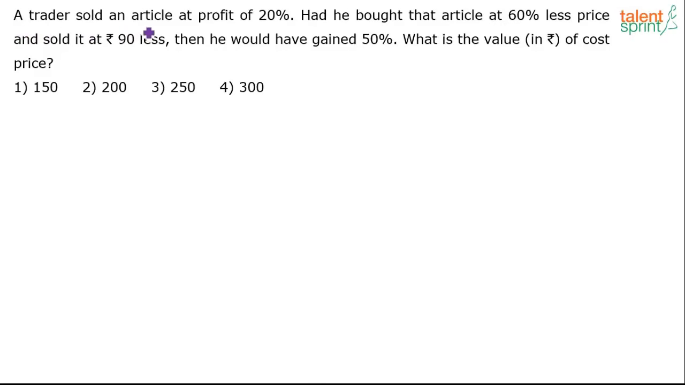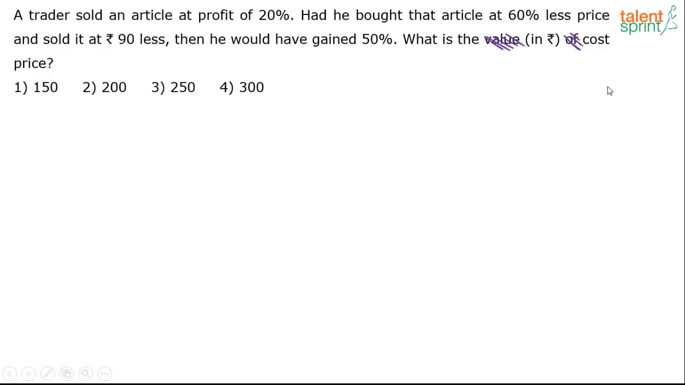A trader sold an article at a profit of 20%. Had he, understand, had he means what? If he bought that article at 60% less price and sold it at rupees 90 less, then he would have gained 50%. What is the value of the cost price? What is the value of the article basically, right? Value of the cost price is not a right statement, right? What is the cost price basically?